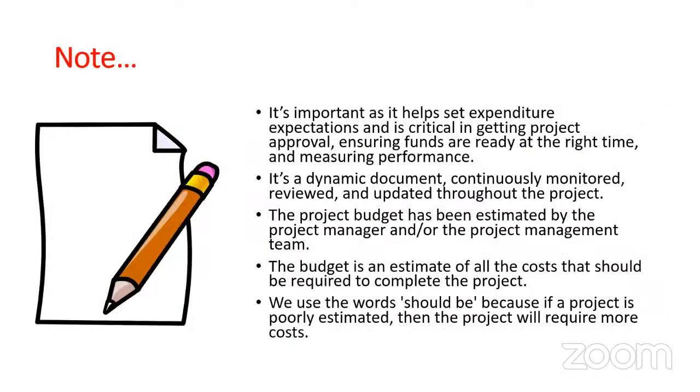Note, it is important as it helps set expenditure expectations and is critical in getting project approval, ensuring funds are ready at the right time, and measuring performance. It is a dynamic document, continuously monitored, reviewed, and updated through the project lifecycle. The project budget is estimated by the project manager and or the project management team. The budget is an estimate of all the costs that should be required to complete the project. We use the words "should be" because if a project is poorly estimated, then the project will require more costs.